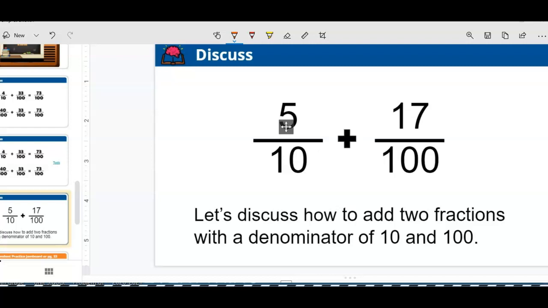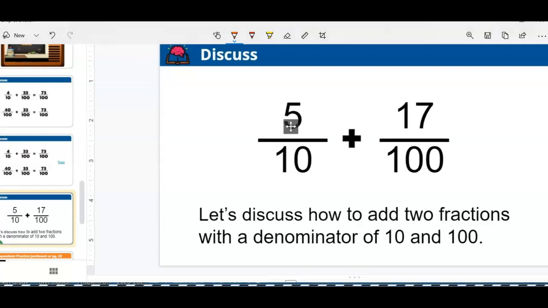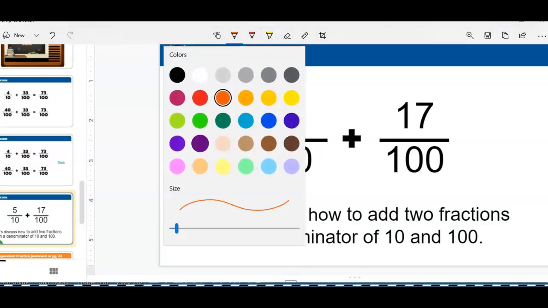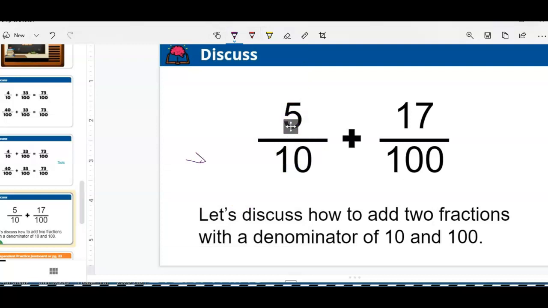Now, in order for us to be able to add these, our denominator has to be the same. So if you look at our denominators here, we've got 2 different denominators. You got the tenths right here, and you have the hundredths right here. So we want to turn the tenths into hundreds. And this is how we're going to do it.